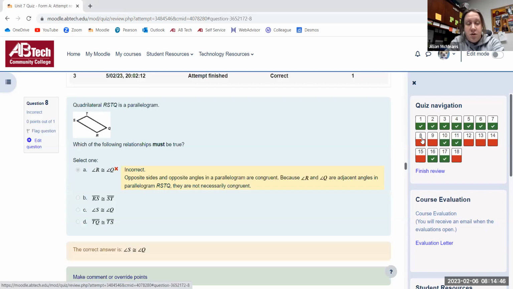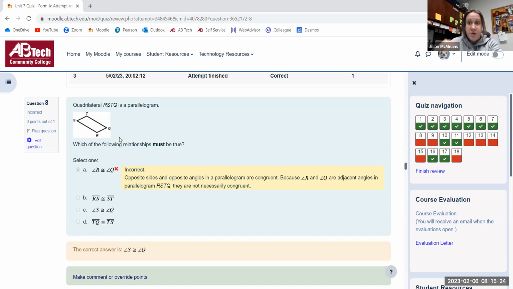Okay, so this one says the quadrilateral RSTQ is a parallelogram. Which of the following relationships must be true? So the deal with parallelograms is this. Opposite sides are parallel. Opposite sides are the same length, okay? And then opposite angles are also congruent. So I don't know if you can see my mouse very well, but if you look at angle S and angle Q, they have to have the same measure in a quadrilateral. Angle T and angle R would also need to have the same measure. Also, all four angles have to add up to 360 degrees.